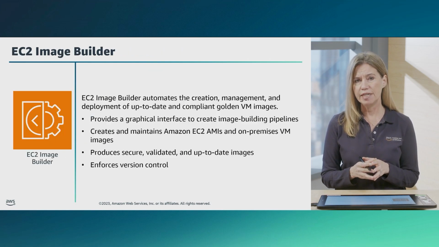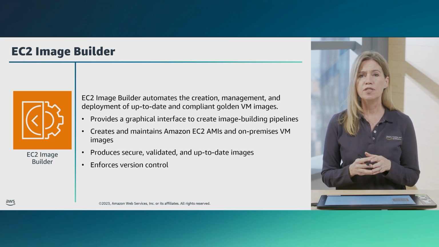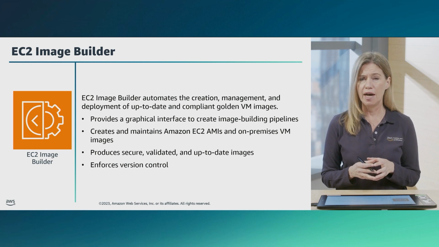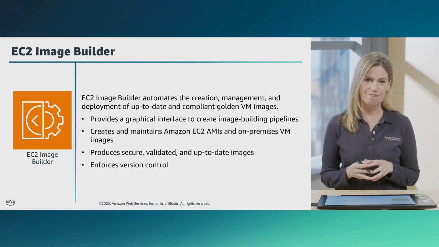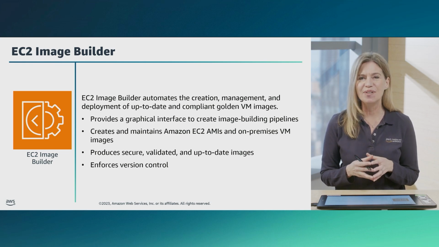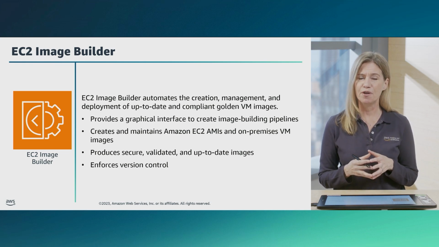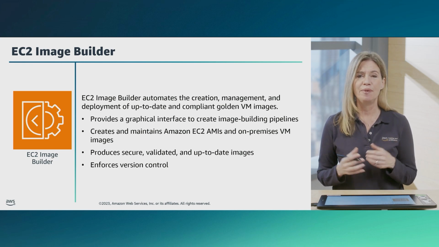EC2 Image Builder is an AWS service that automates creating and deploying images, and it provides version control. Use its graphical interface to create AMIs or to generate VM images for on-premises servers. Your student guide also includes details on how to create your own starter AMI from an EC2 instance.